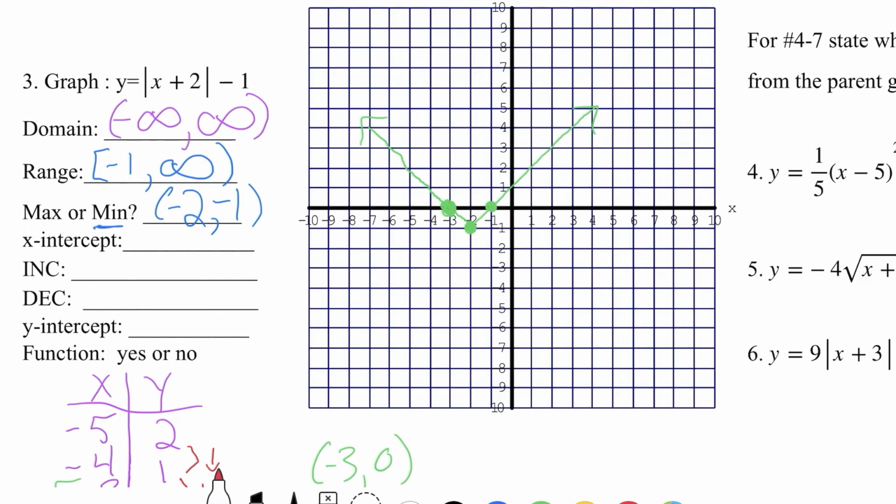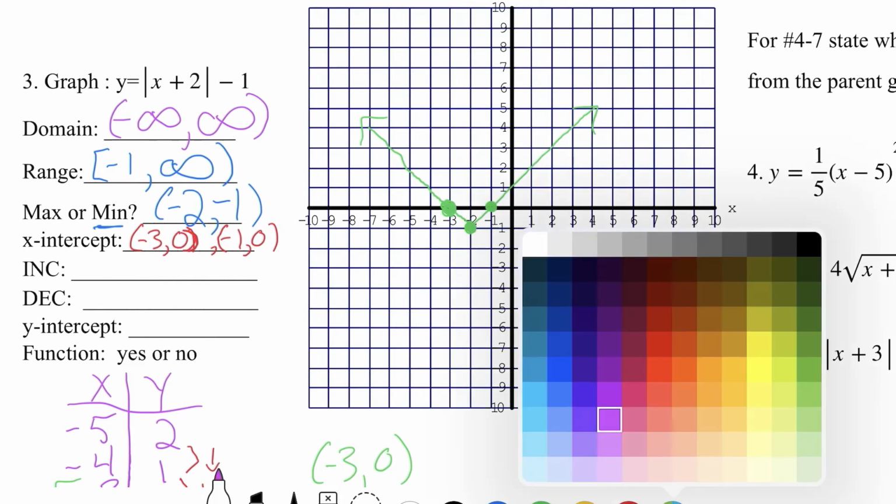So for x-intercepts, x-intercept number 1, x-intercept number 2, those locations are at (-3, 0) and (-1, 0), in parentheses. So we've got to divide our graph out so we can determine what the intervals are for the increase and decrease.